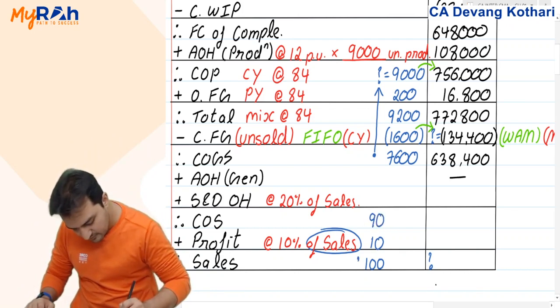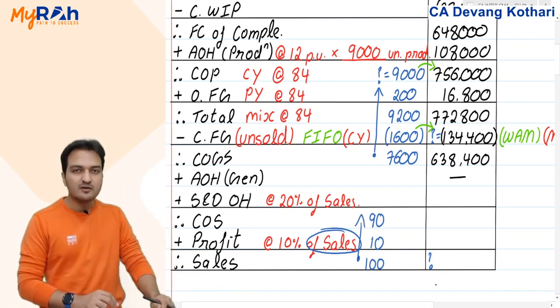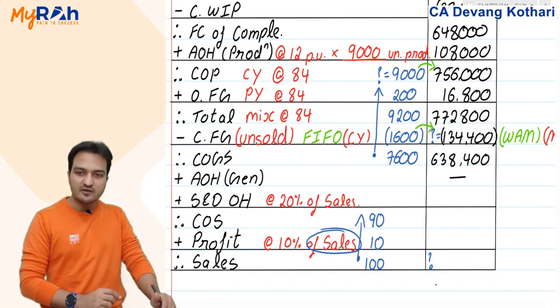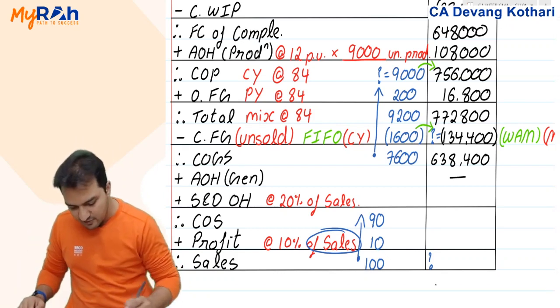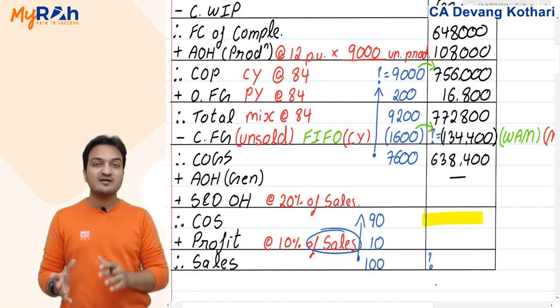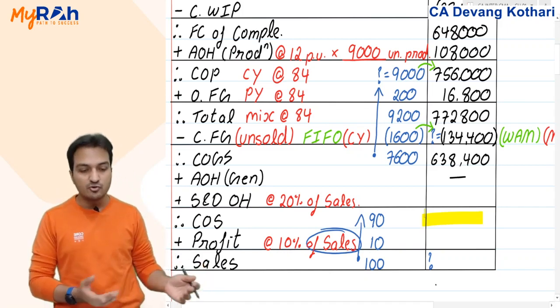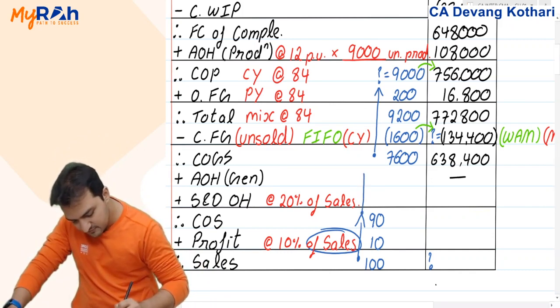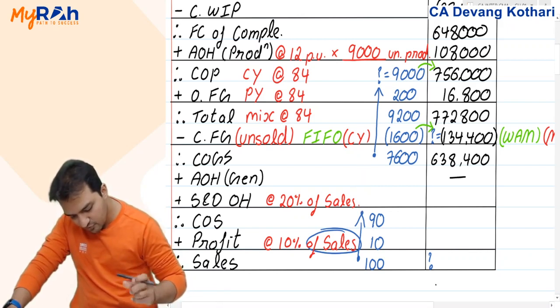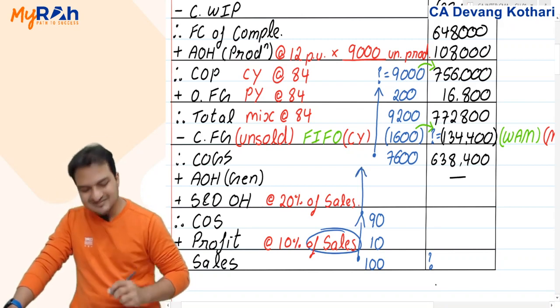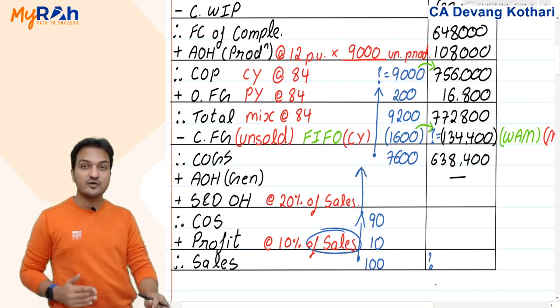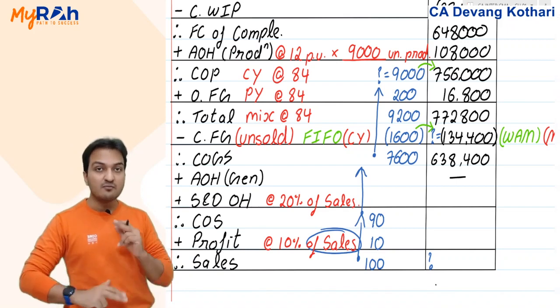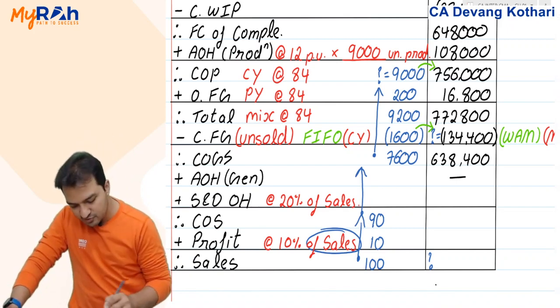You go reverse here, and you get that cost of sales should be 90. Now, cost of sales has to be 90, but do you have the value of that 90 here? No, for that 90 also, you don't have the rupee value. What to do? Well, simple. You just go still reverse over here. Yes, cost of sales is 90, but before that you have your selling and distribution overheads.